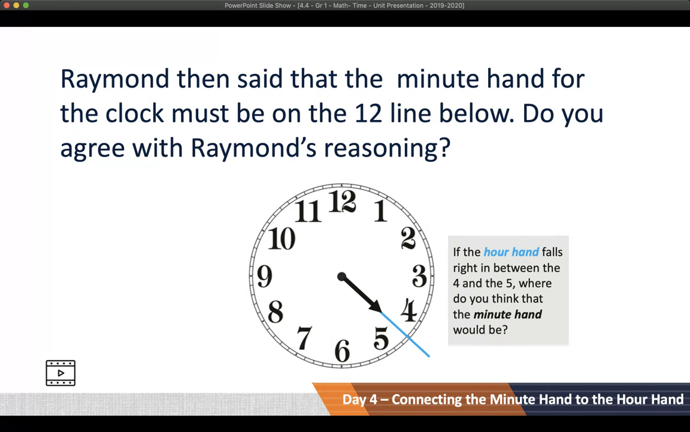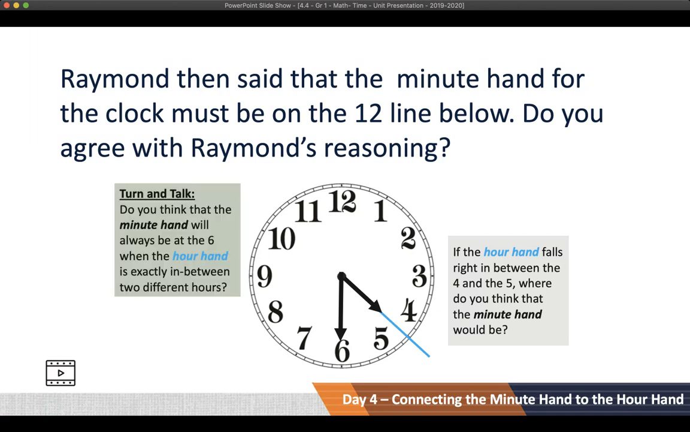If the hour hand falls right between the 4 and the 5, where do you think that the minute hand would be? If you said on the 6, then you're correct. The minute hand is halfway around the clock. Remember that the minute hand starts at the 12 and goes around in a full circle to end at the 12. When the minute hand is on the 6, it is halfway around the clock.